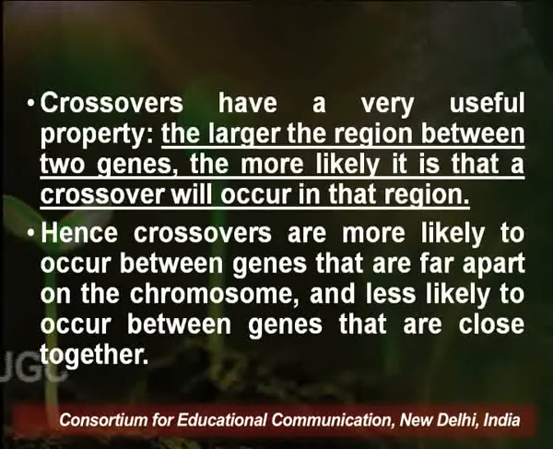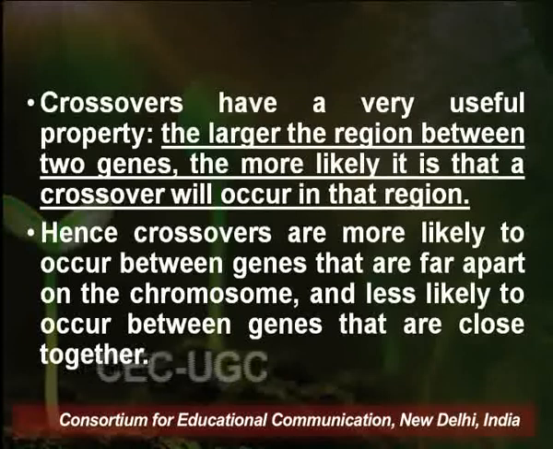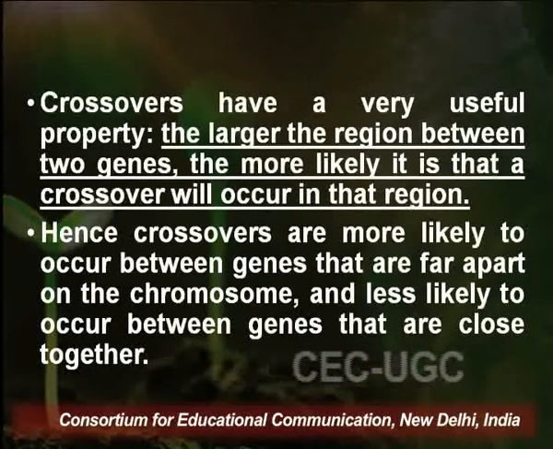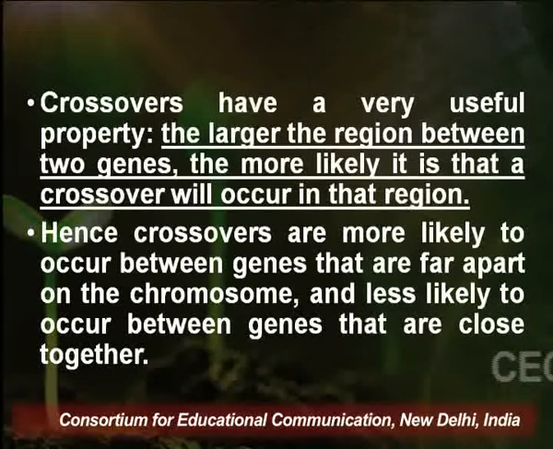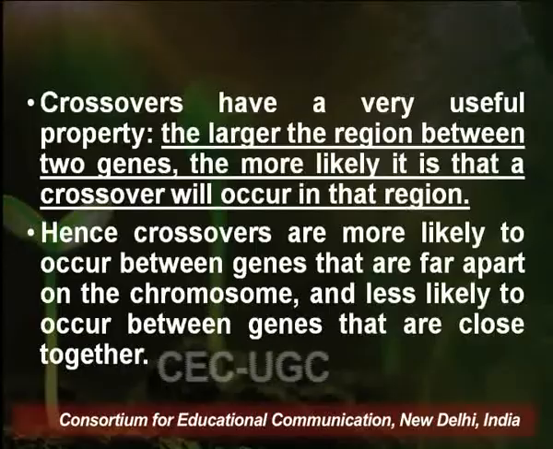I always give the example of the small goal of ice hockey and compare it to soccer, which has a very large goal. So, the probability of the ball getting through the goal is much more in case of soccer as compared to ice hockey. Although it is a very crude example, it is effective for a child's understanding. Hence, crossovers are more likely to occur between genes which are far apart on a chromosome, and less likely to occur between genes which are very close together.